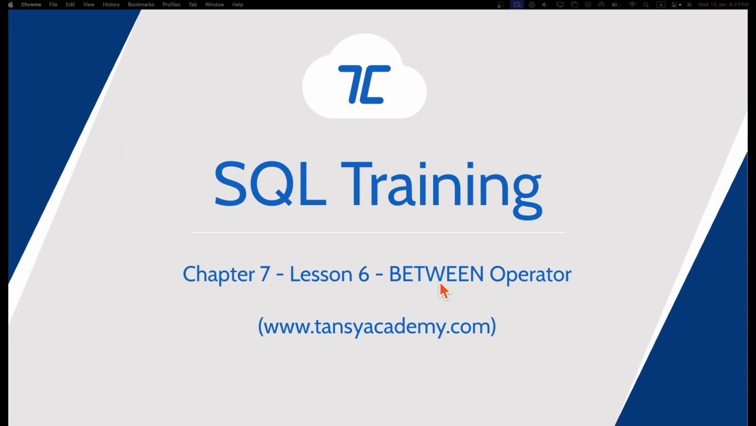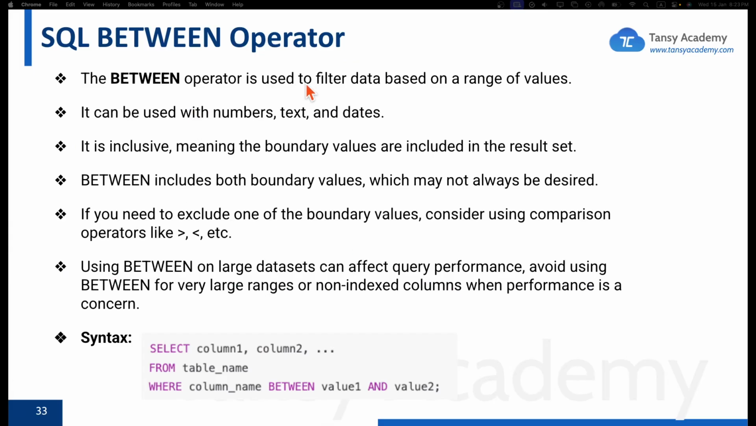Okay. So between operator, we have already seen this in the where class. The between operator is used to filter data based on a range of values. Let's say I want customers who are between the age of 20 and 30, something like that. I want employees whose salary is between 10,000 and 15,000, right? So that's where between is used, and it is inclusive. Between includes both the boundaries. We are going to talk about this with an example.